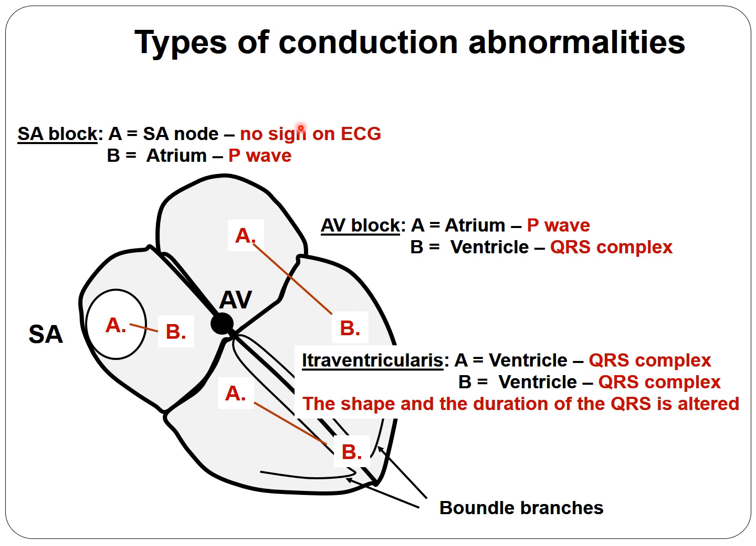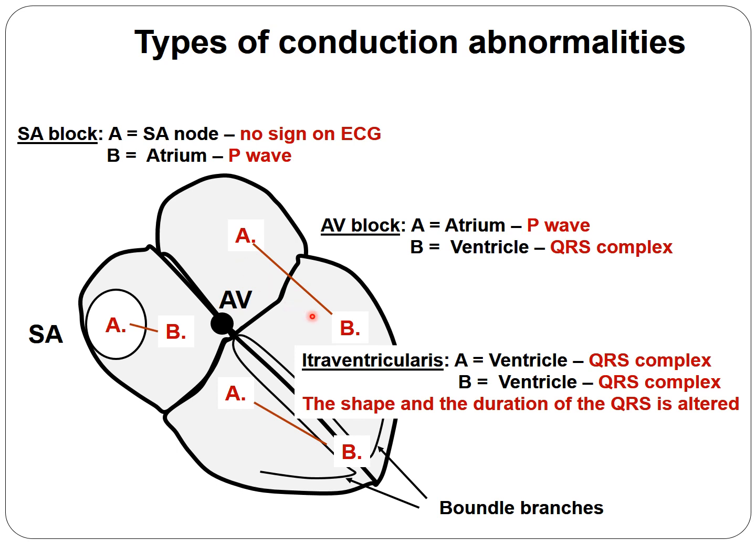When we evaluate these conduction abnormalities, we have three compartments. We have the sinoatrial node, so we evaluate the conduction between the sinoatrial node and the atrium. There is only one problem: the sinoatrial node activation does not have any sign on the 12-lead ECG. What we can see is only the atrial activation, which is represented as a P wave.